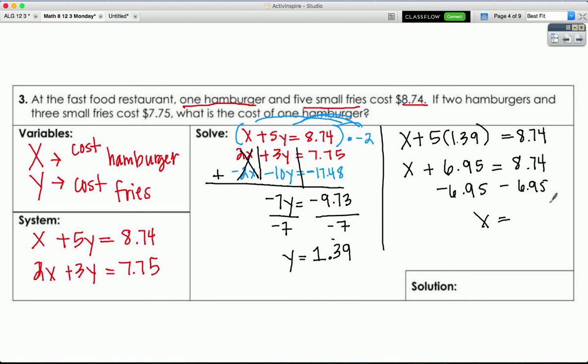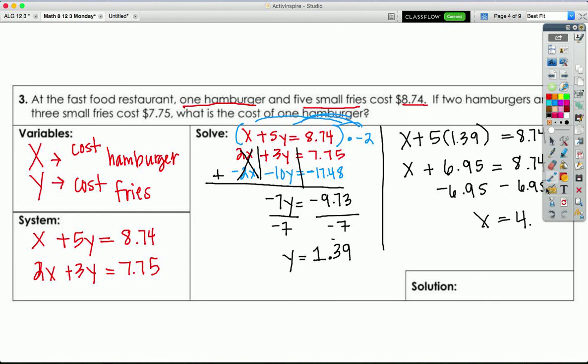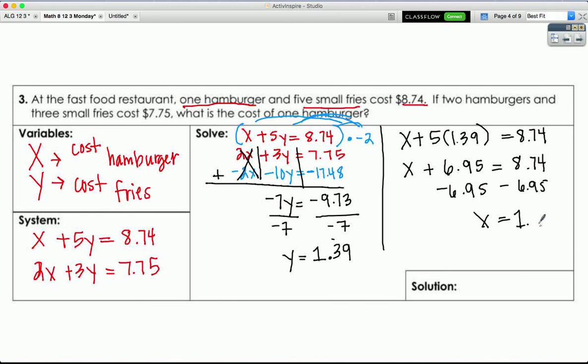If you need a calculator, grab one. 1.79. Yes, Hudson. 1.79. I don't know why I thought you said 4. I thought he said... All right, so the actual answer to our question, we write it as we're supposed to. One hamburger costs $1.79.